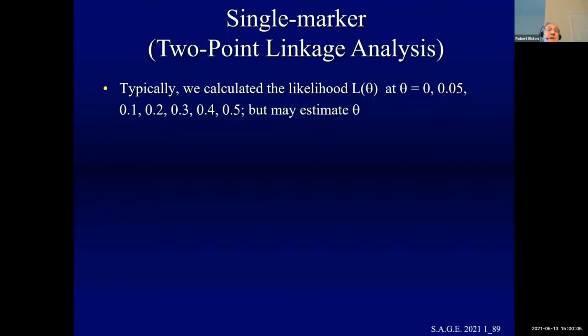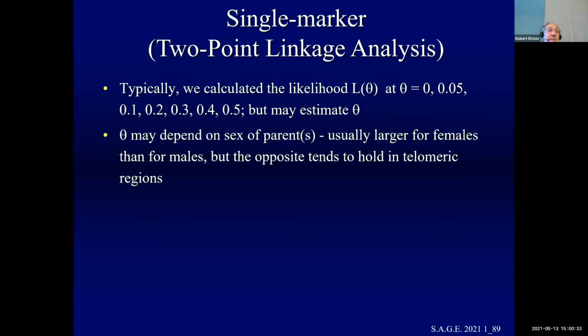Typically what we do is we calculate the likelihood ratio at different values of theta, or actually we calculate the log score at theta equals 0, 0.05, 0.1, 0.2, 0.3, 0.45. But this came later when people realized, oh, we don't have to look at those values only. We can actually estimate theta. We can find the maximum likelihood estimate of it. Theta, as I said before, may depend on the sex of the parents. It's usually larger for females than for males, but the opposite tends to hold in telomeric regions. Telomeric regions are the ones at the ends of the chromosome.